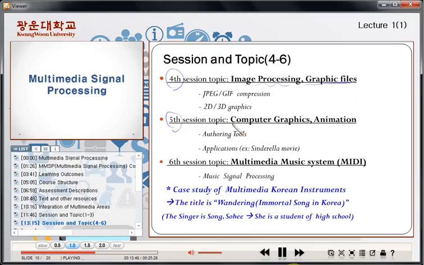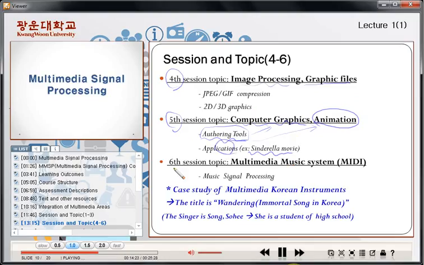You know, computer graphics are pictures and movies created using computers. And animation is the illusion of motion pictures, just like a cartoon movie, you know. So authoring tools are used for computer graphics and animations. Especially, the Cinderella movie will be shown to you as an animation application.